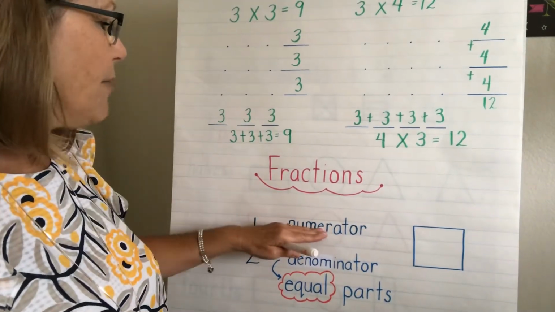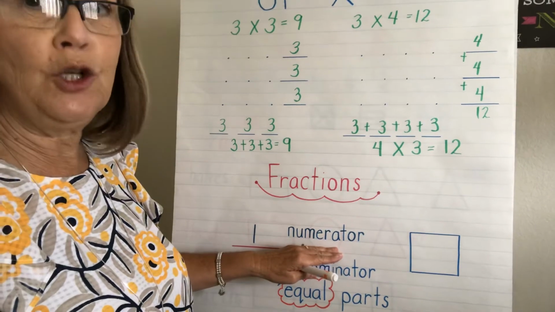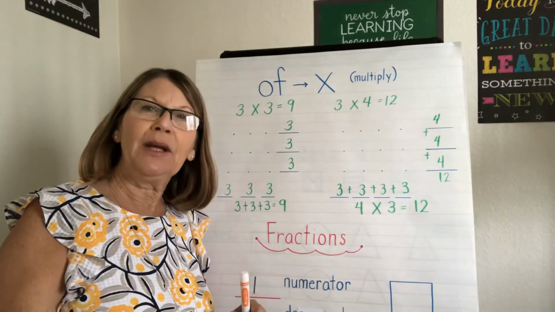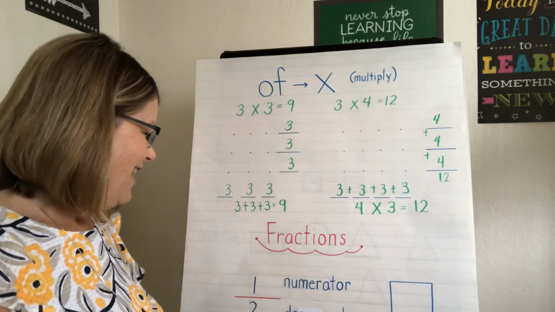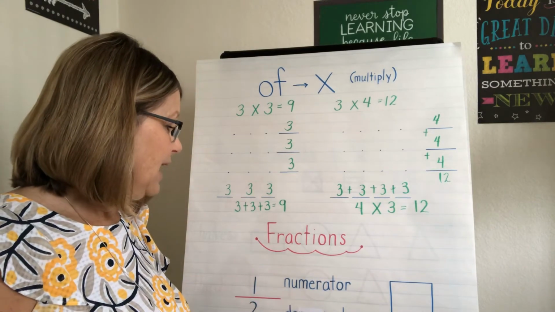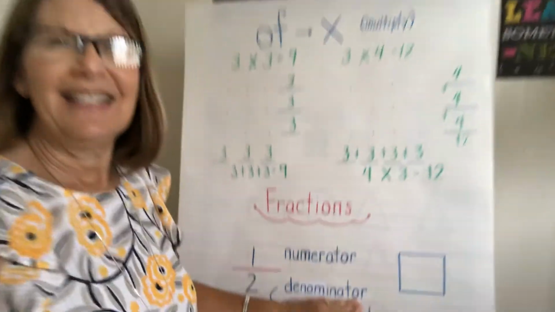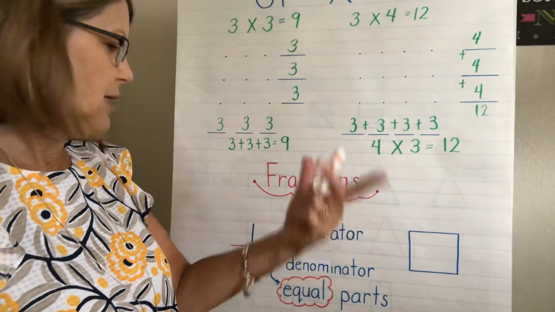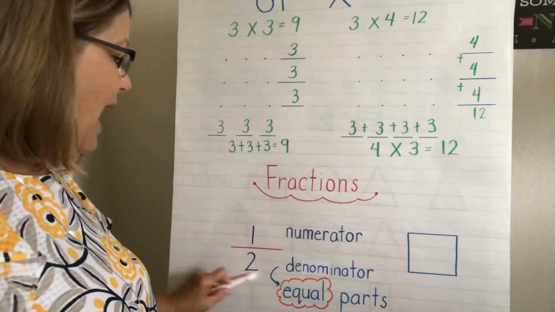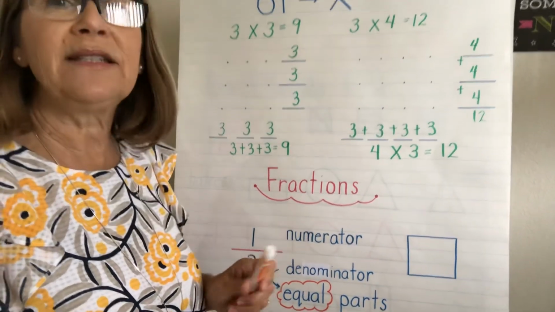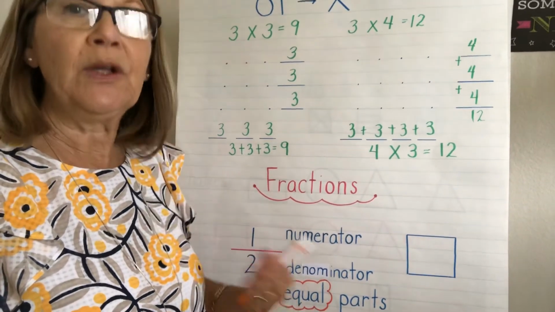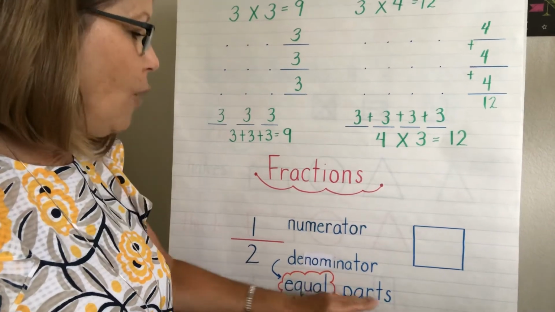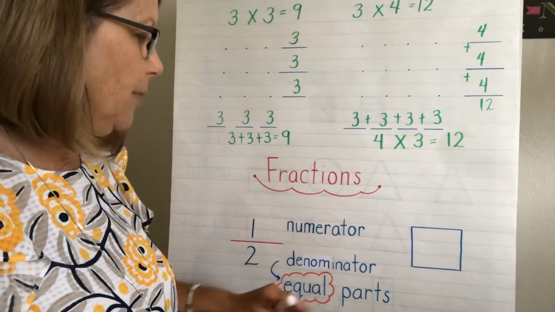The top number of every fraction is the numerator. Say that with me 3 times. Numerator, numerator, numerator. Okay, the bottom number is the denominator. Say that with me 3 times. Denominator, denominator, denominator. And the bottom number is always the one that you need to look at first, because the bottom number will tell you how many equal parts there are.